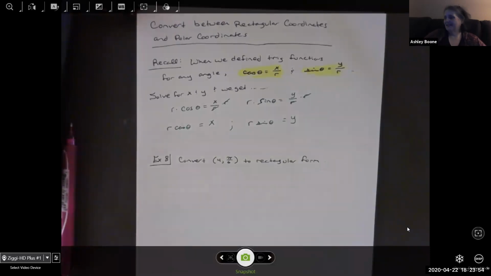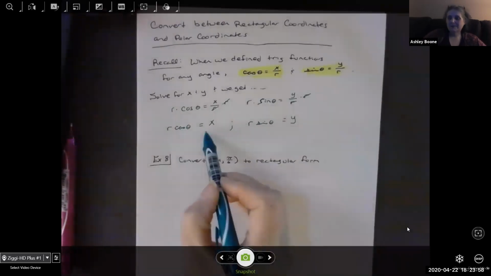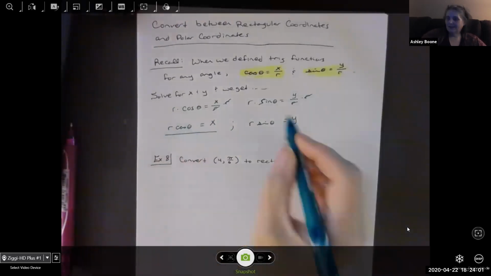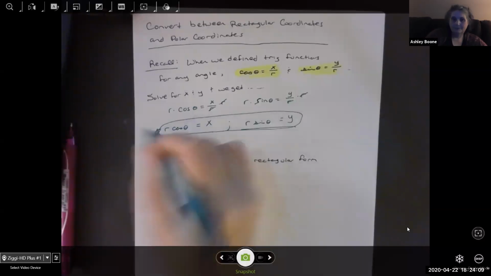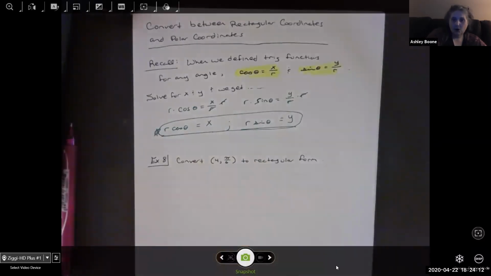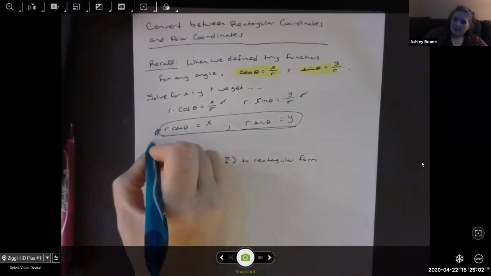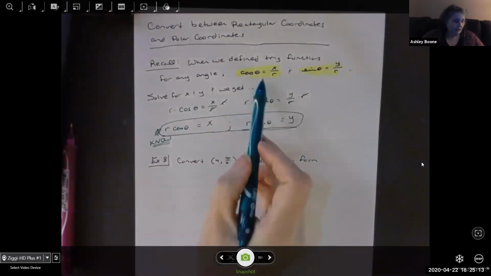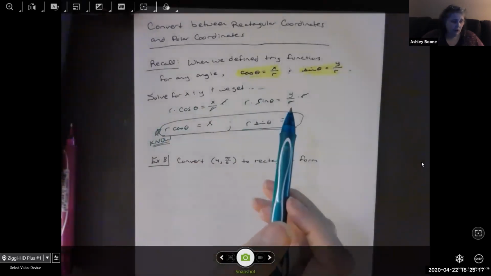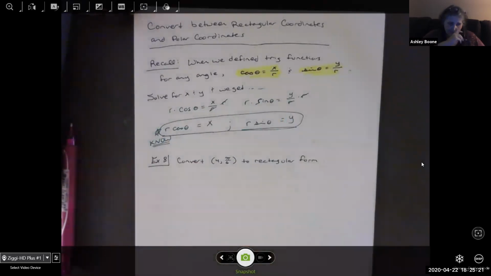All right, let's look at this example. Now, we got to the point where we knew x is equal to r times cosine theta and y is equal to r times the sine of theta. This will always be true. So make sure you know these. We're going to use them a lot. They're definitely relationships you want to know, just like the relationship where they came from, that cosine is x over r and sine is y over r.